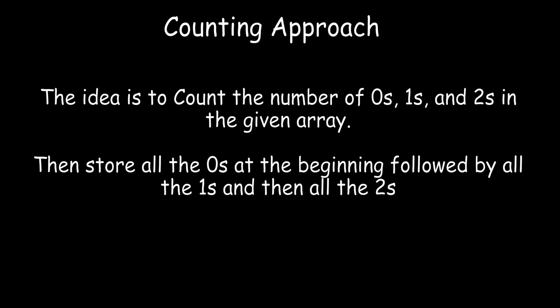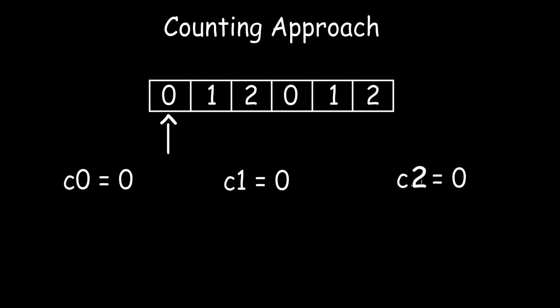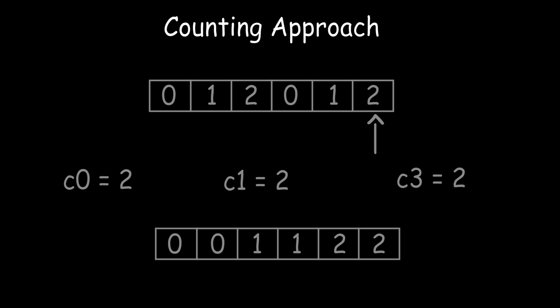For example, we have an array of elements 0, 1, 2, 0, 1, 2. We run a for loop over the array and check if the element is 0. We increment its counter C0 and similarly we follow the same steps for ones and twos. After the for loop, we print zeros at the start of the array based on the counter number, then ones and finally twos. Yeah, the array is sorted in terms of zeros, ones and twos.